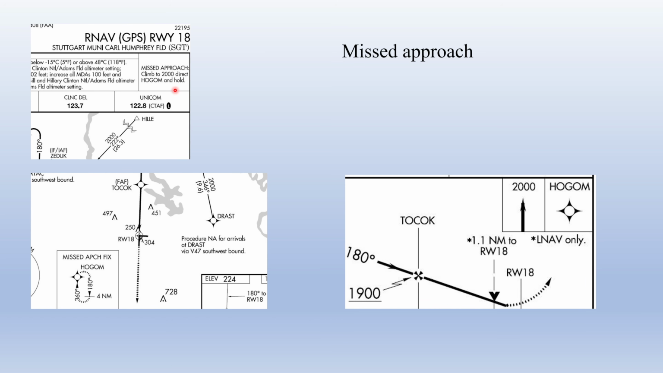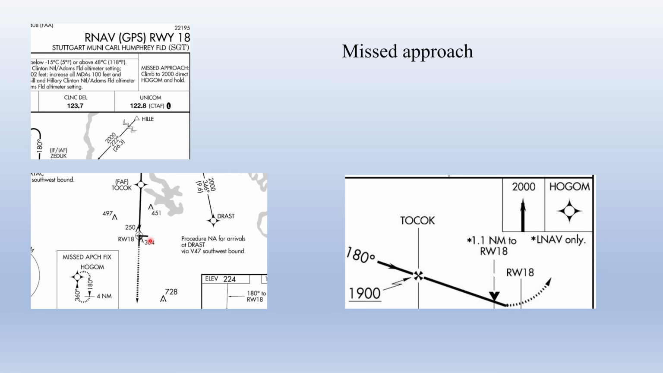For example, if we're looking at the RNAV GPS to runway 18 in Stuttgart, in the top right corner of the approach plate, it has the missed approach instructions. These are pretty straightforward. It says climb to 2000. It doesn't say anything about turns, so we just assume that that is a climb straight out. And then it says proceed direct to Hogum intersection and hold.